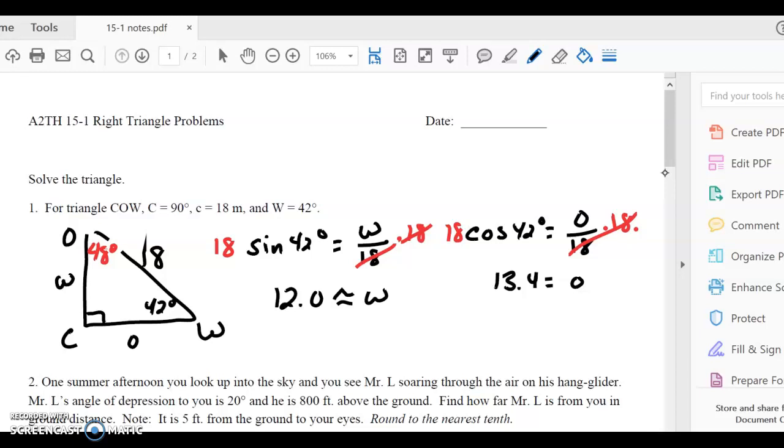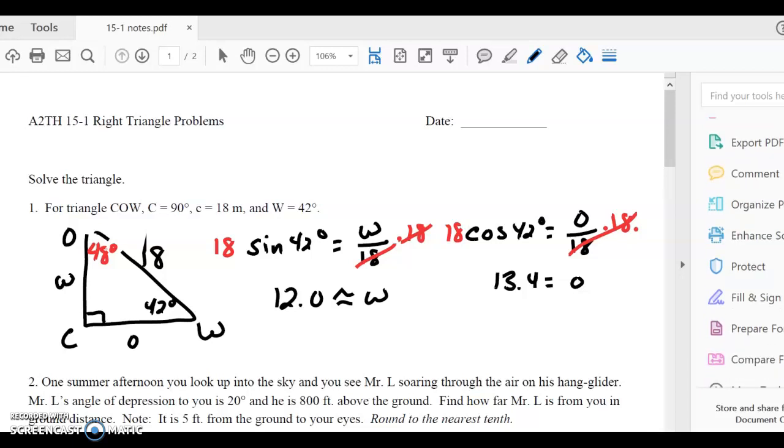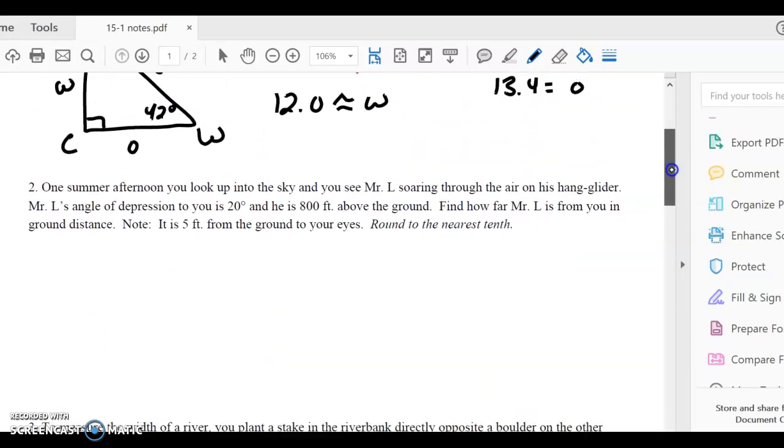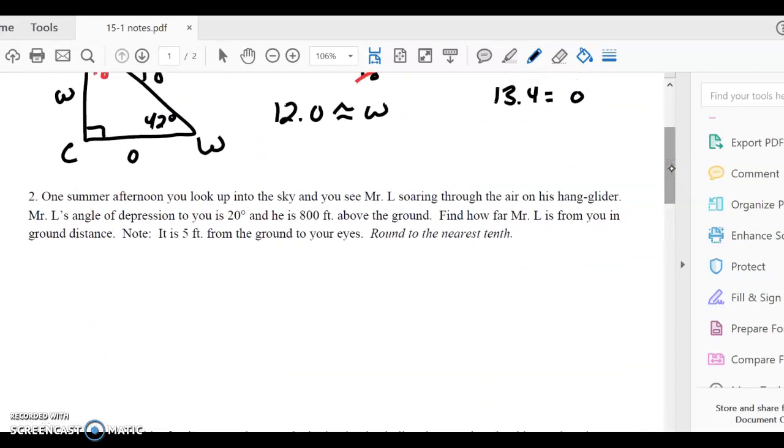Let's move on to number 2. Number 2, we're going to bring back a concept that probably came up in geometry, maybe you see it in physics. But one summer afternoon, you look up in the sky and you see Mr. L soaring through the air on his hang glider. Mr. L's angle of depression to you is 20 degrees, and he is 800 feet above the ground. Find how far Mr. L is from you in ground distance. Note, it is 5 feet from the ground to your eyes.